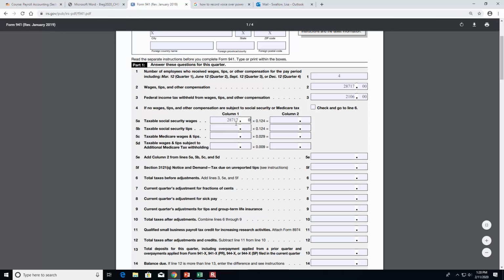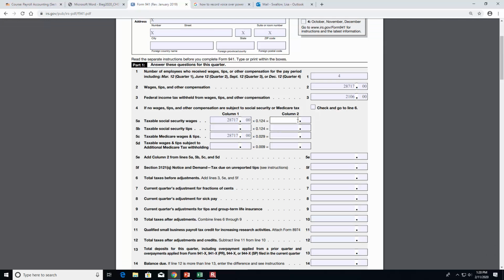Is there ever a time when taxable Social Security wages and taxable Medicare wages are different from taxable wages for FIT? You know the answer to this. What happens with the taxable wages for Social Security? They cap, right, at 132.9. So that number might be less.